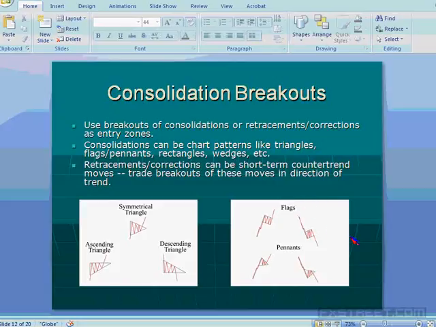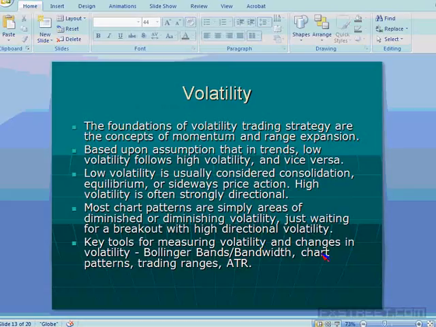Okay, so very important, consolidation breakouts. Forget about the names. Keep in mind you're looking for breaks of support and resistance within a trend. Okay, volatility. The foundations of volatility trading strategy are the concepts of momentum and range expansion.